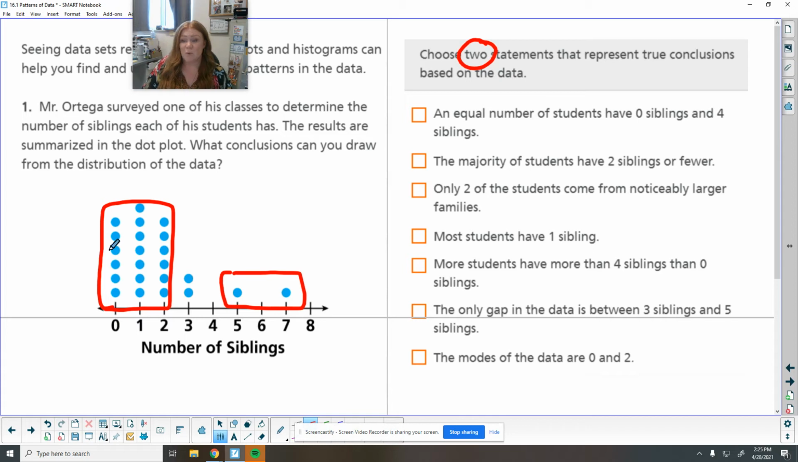More students have more than 4 siblings than 0 siblings. So students have more than 4 compared to 0. Is that true? I only see 2 students here and I see 6 students here. The only gap in the data is between 3 and 5 siblings. They said there's a gap here and there's only 1 gap. Is that true? And the modes of the data, the ones that occur the most, are 0 and 2. Remember, mode is the peak. Which one's the highest? We're looking for 2 of those that are true.